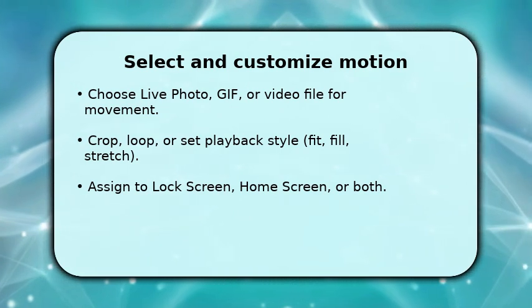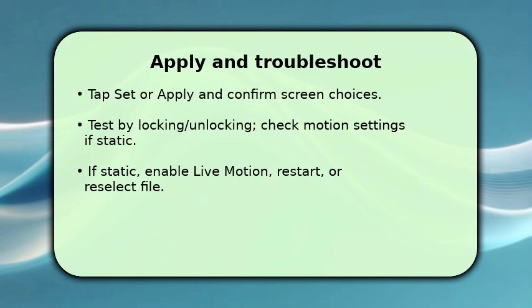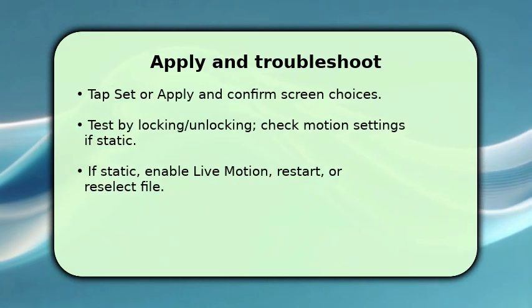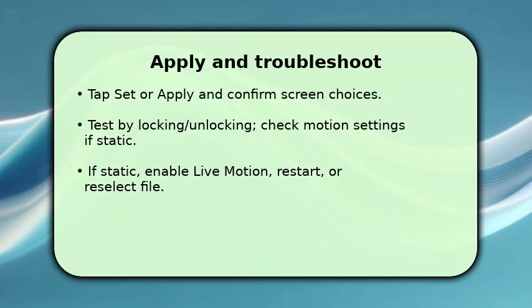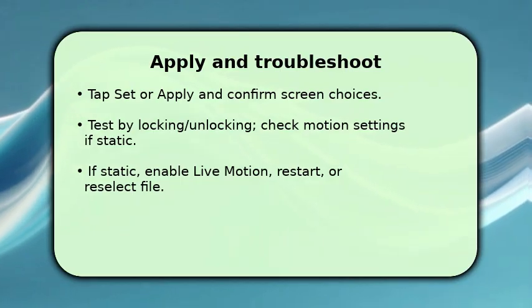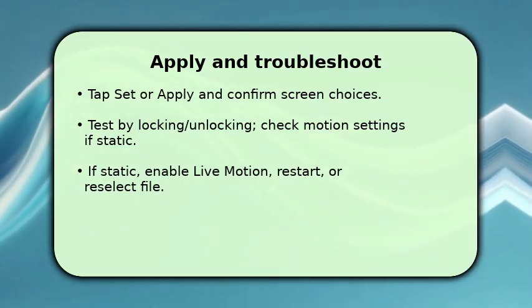You finish by tapping Set or Apply and confirming whether the wallpaper goes to the lock screen, home screen, or both. Once applied, lock and unlock the phone to test the motion. If it plays, you're done.